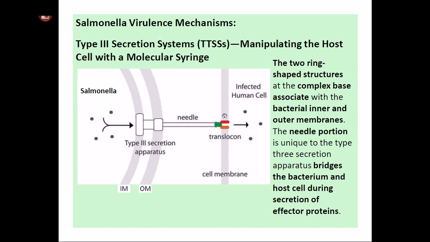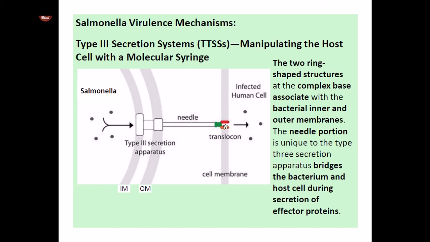Now as it is penetrating these infected human cells, the Salmonella will produce some protein mediators or factors. Those mediators can easily pass through the type 3 secretion apparatus needle and enter the infected human cells via a small channel produced in the cell membrane of the human cell. It is called the translocon.